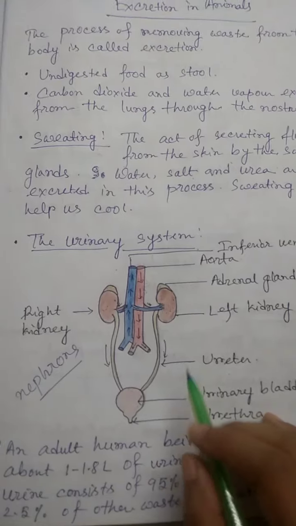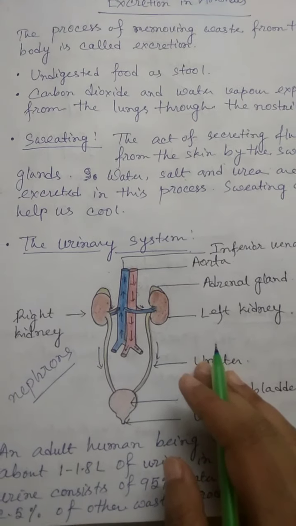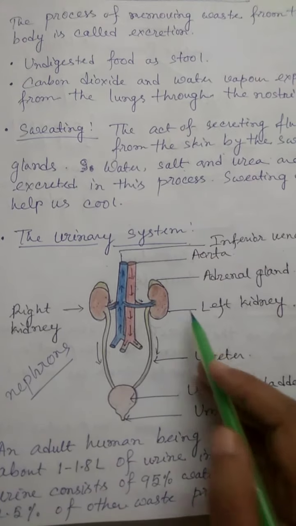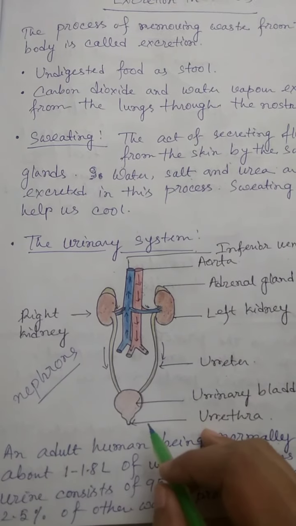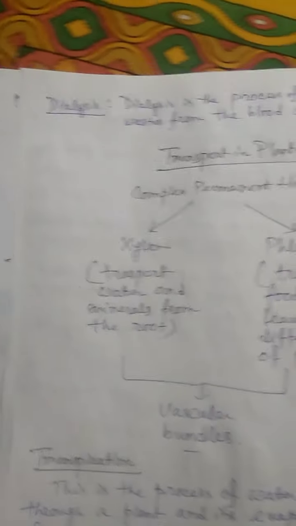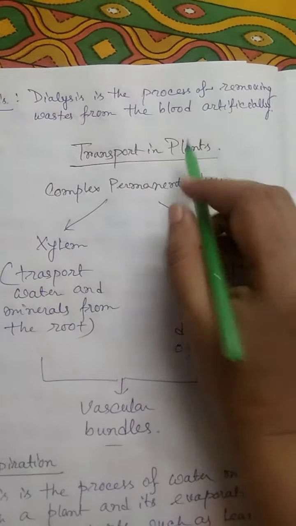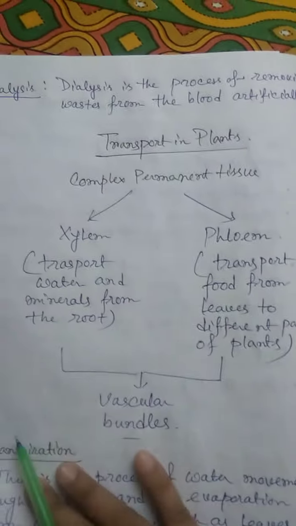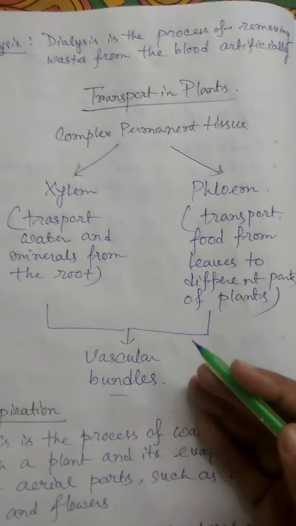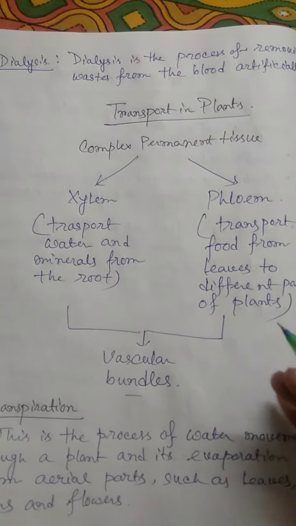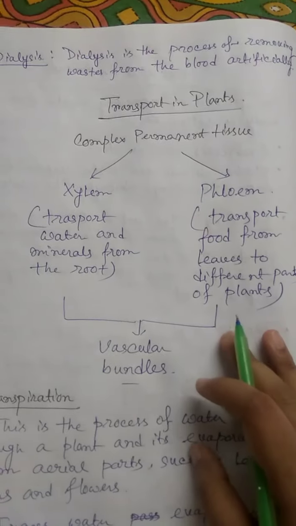But what happens when they stop working? In this case, we have to do this job artificially. This process is known as dialysis. So what is dialysis? Dialysis is the process of removing waste from the blood artificially. When the kidneys stop working, then machines have to do their job. The process is known as dialysis.